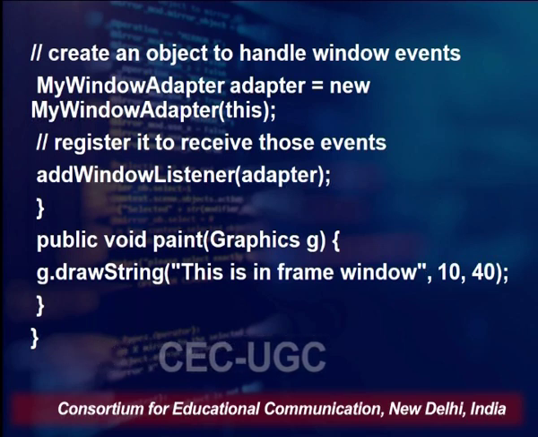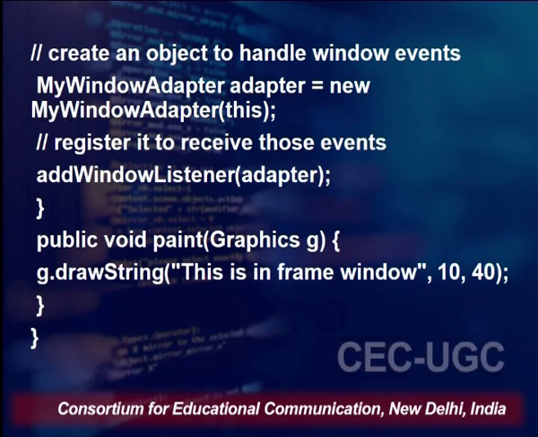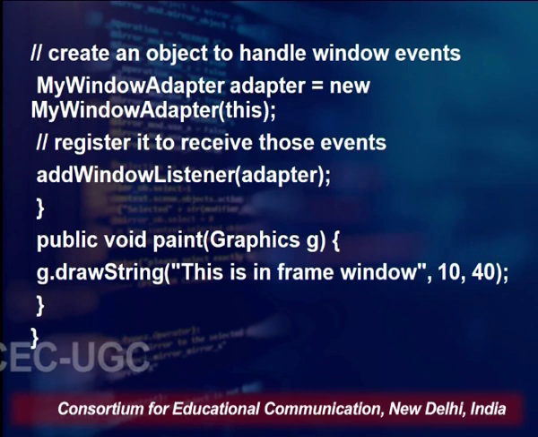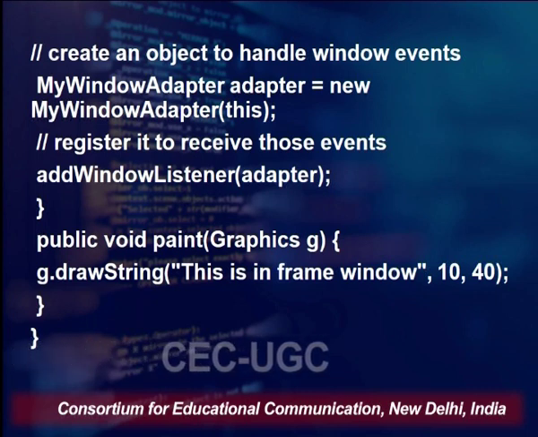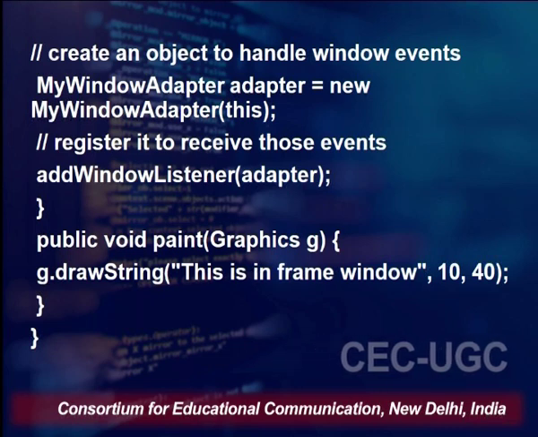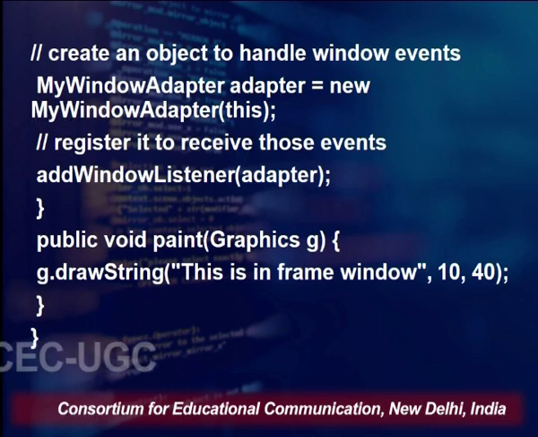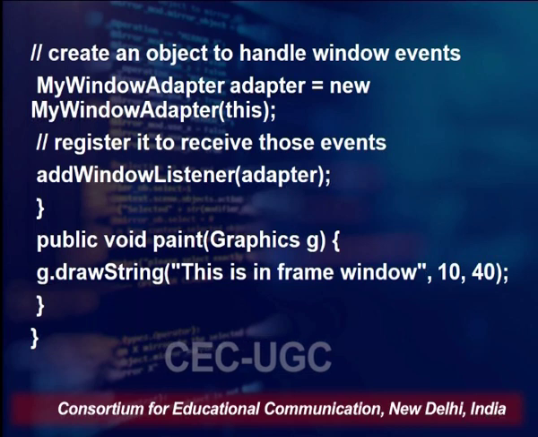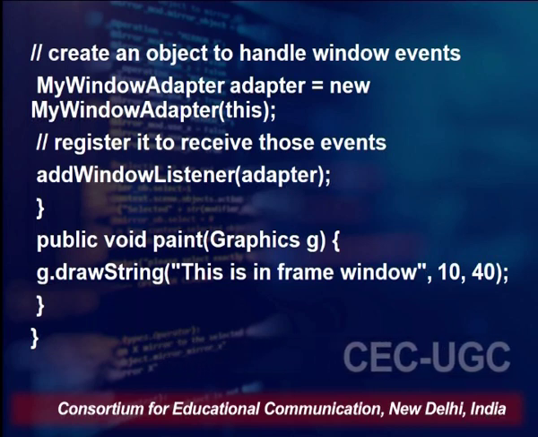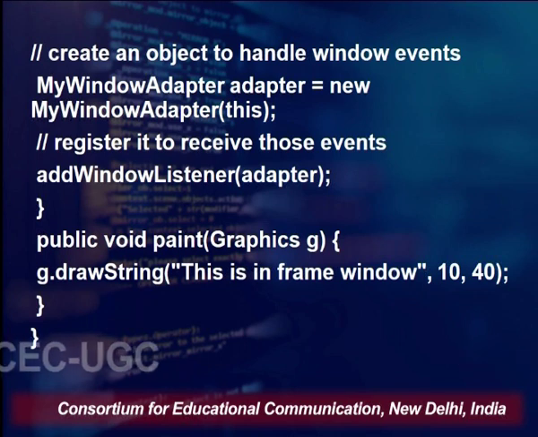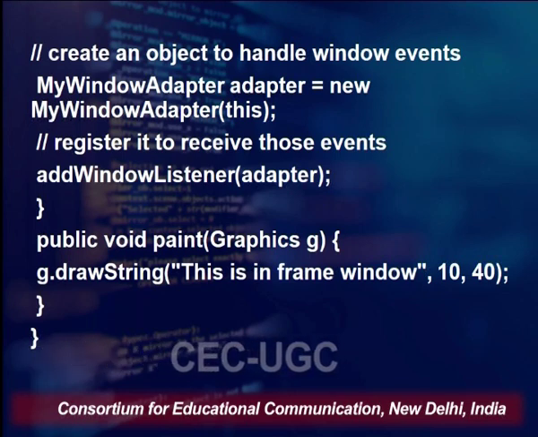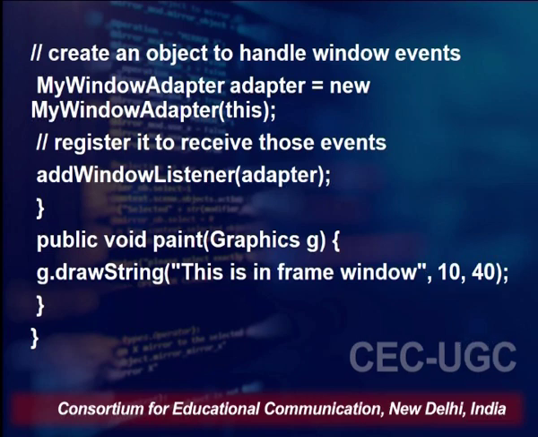Now there comes a very familiar method, which is the paint method. Along with the context of the graphics, which we have seen in our previous lectures on applets, this says g, which is the graphics context, g.drawString. This is in frame window. This is the string which is going to be drawn at the particular location, which is 10, 40. So, g.drawString, this is in frame window, 10, 40.